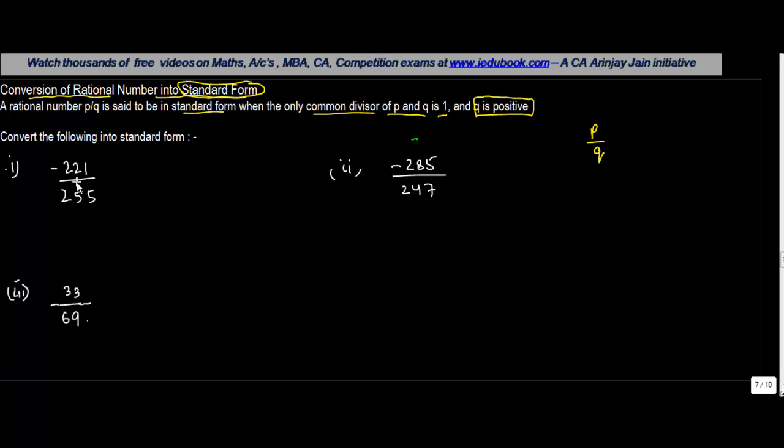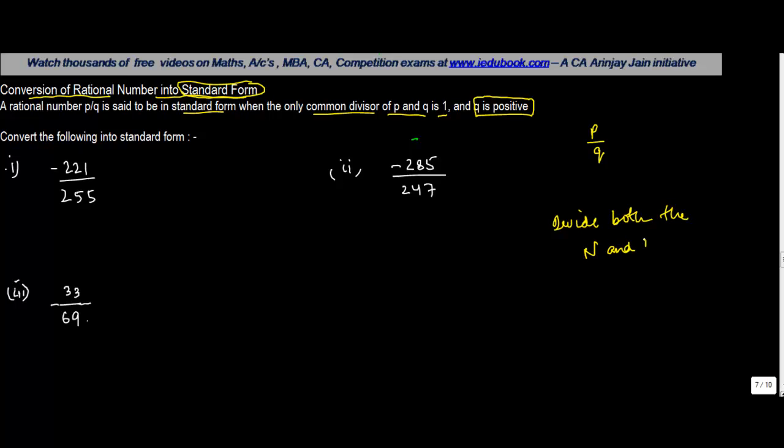Once q is positive, we divide both the numerator and denominator by their HCF. So you need to find out the highest common factor of these two numbers, and then divide both the numbers by their HCF. So let's first find out the HCF of 221 and 255. We will divide 255 by 221.